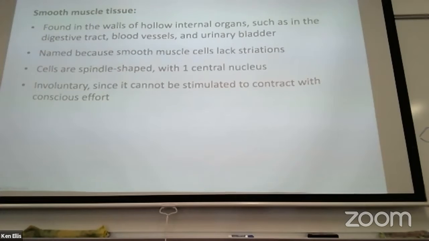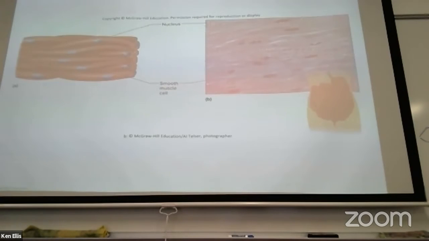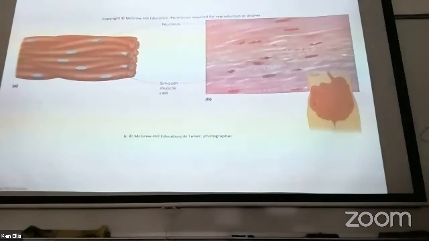It's named that because it lacks striations. Cells are spindle-shaped with one central nucleus. They're involuntary, cannot be stimulated and contracted with conscious effort. Now, I want you to know what the artist did here. Artists are good when they're good, horrible when they're horrible, but here, they're good.